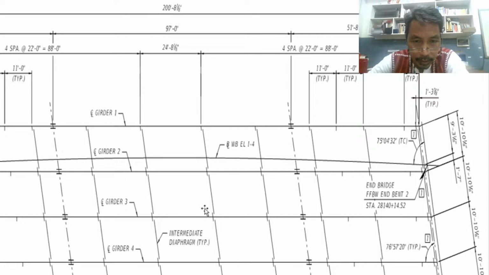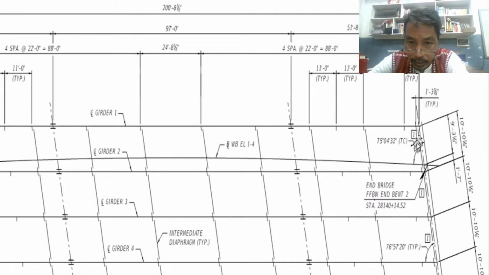What else can we describe here? So 22, 4 is spacing at 22, so 88. So we are correct. That is from this point to this point. If you count 1, 2, 3, 4, exactly 4. That's why it is 88. 22 times 4, 88. Okay?